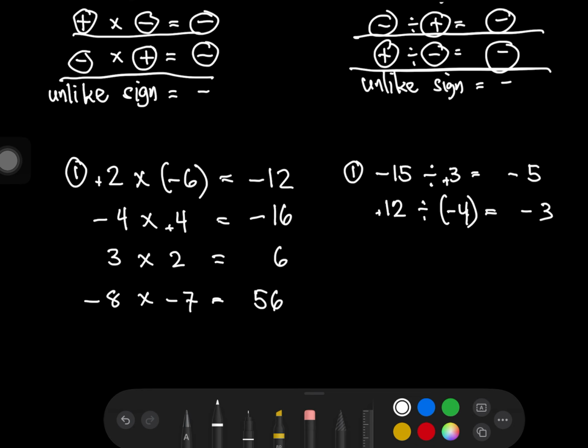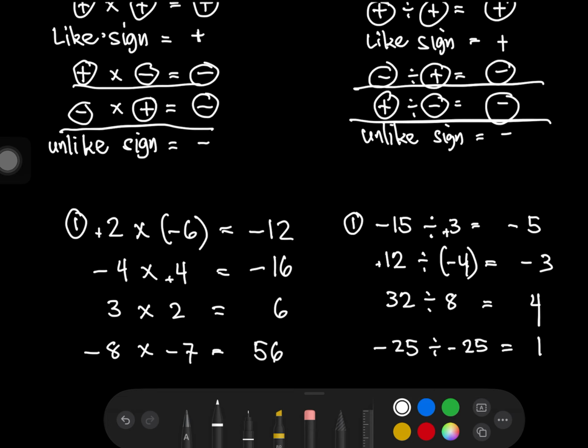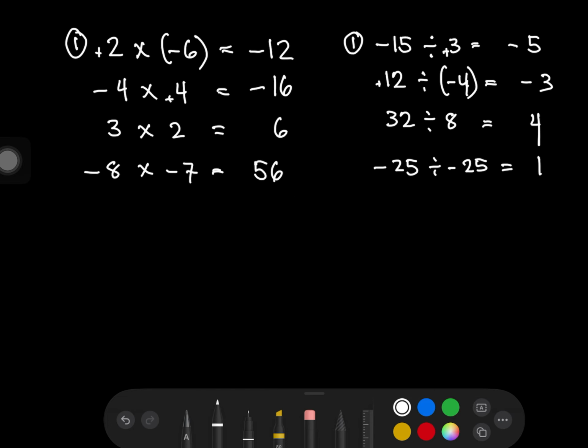But what if you have 32 divided by 8? How many 8s go into 32? Positive divided by positive is positive. So you get 4. Yes, 32 divided by 8 is 4. And if you have negative 25 divided by negative 25, that is positive 1. So that's how multiplication and division of signed numbers work. And let's have more examples for you to understand.